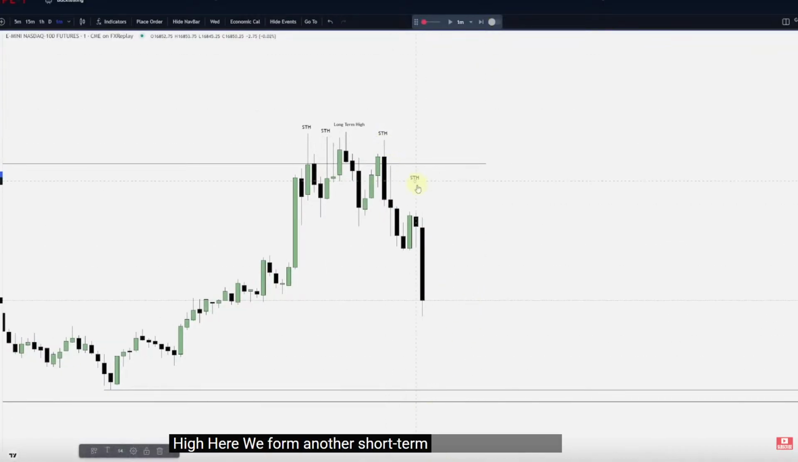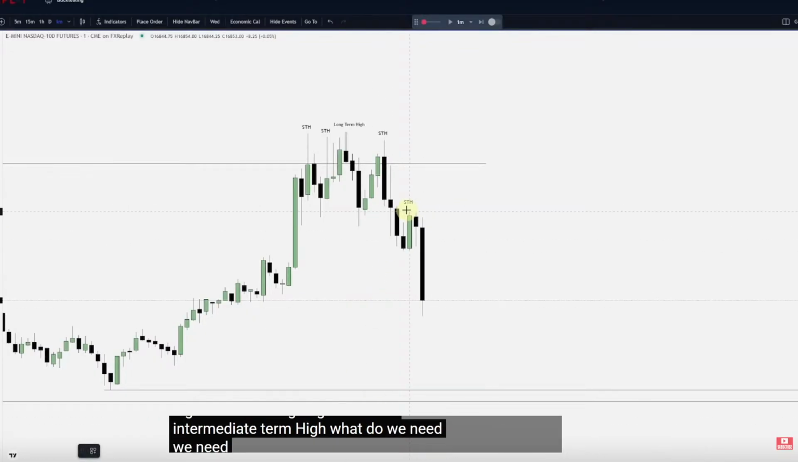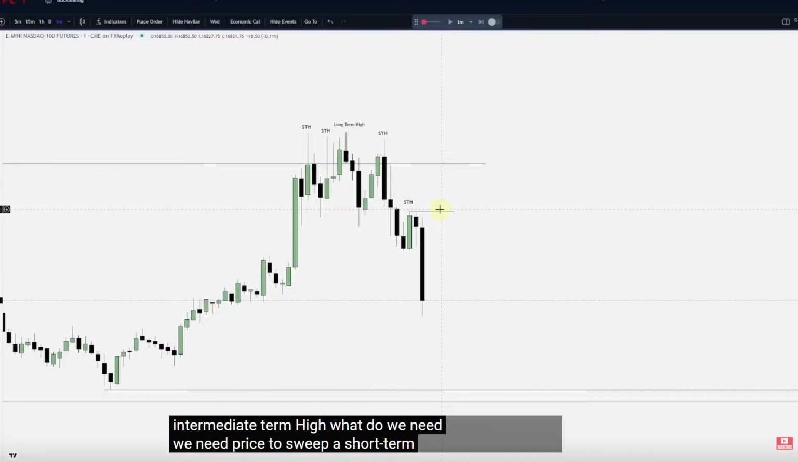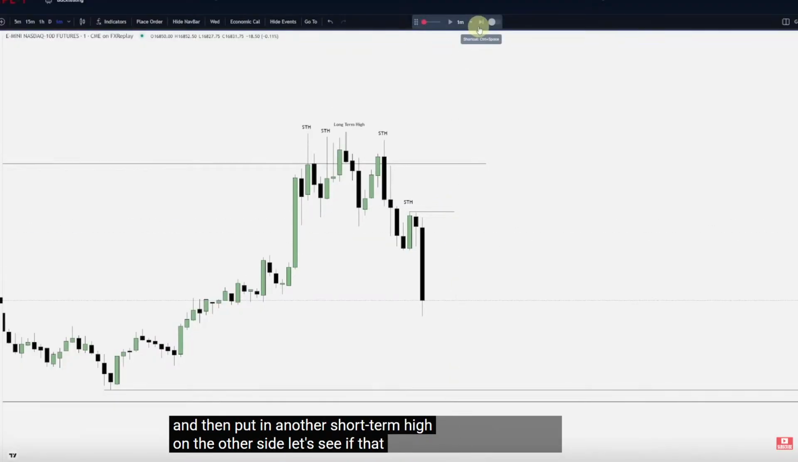Here we form another short-term high. Now, if we're going to form an intermediate term high, what do we need? We need price to sweep a short-term high and then put in another short-term high on the other side. Let's see if that happens.